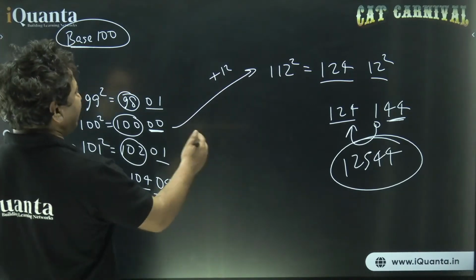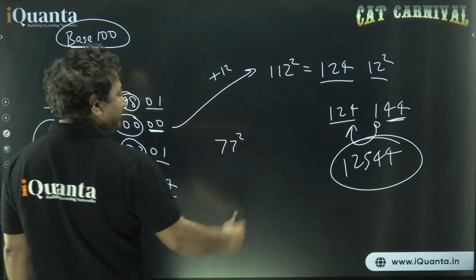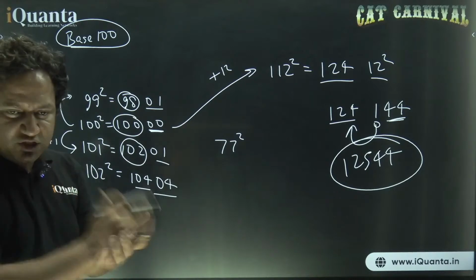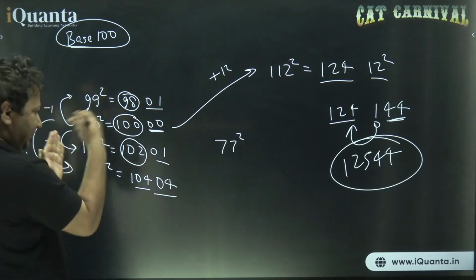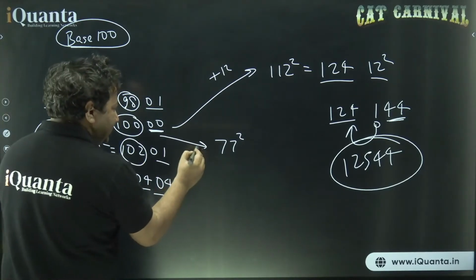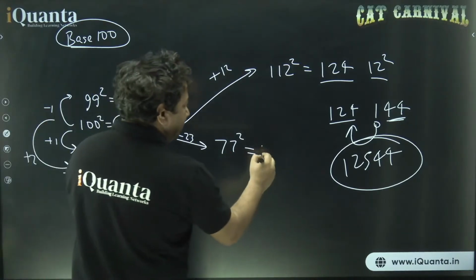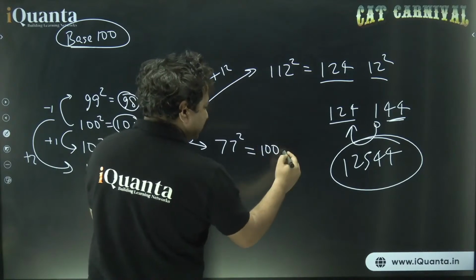What if I want to calculate the square of 77? 77 is not closer to 50. It's closer to 100. Okay. So the first thing we need to do is the identification of base 100. That's the second multiple of 50. This is 23 less than 100. That means I'll have to subtract 23 twice.